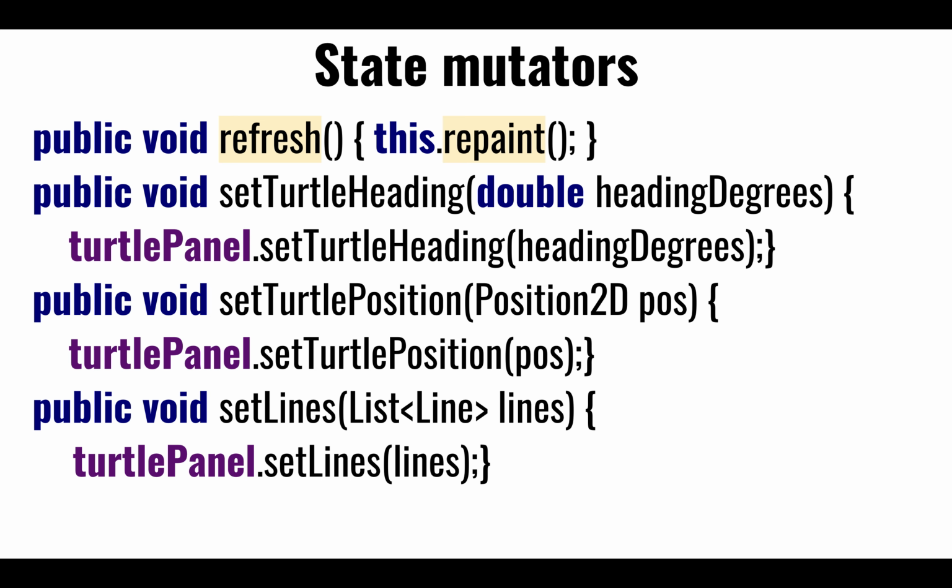We then expose the functions, the mutators, that the controller is going to call on us. So the controller is going to tell us, hey, here's the new model, here's the new data after the commands updated the model. Here's the new model, giving it the turtle heading, position, and the new lines. And here's a refresh that we're exposing to the controller.